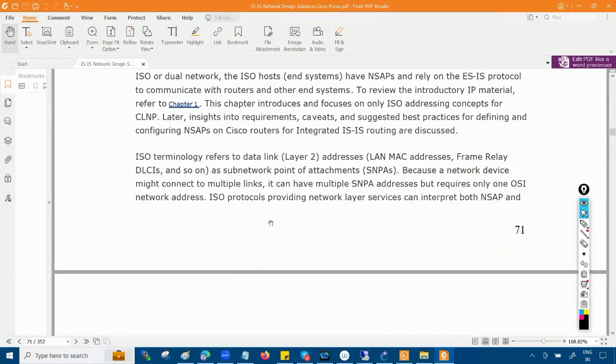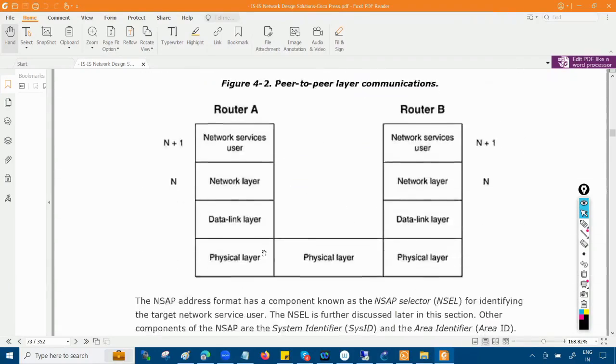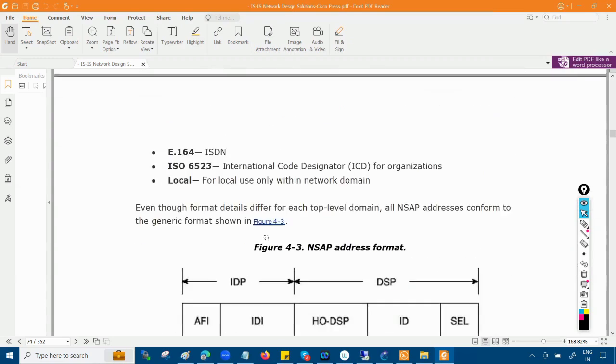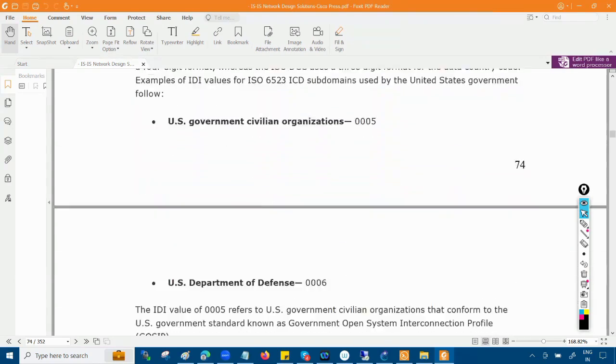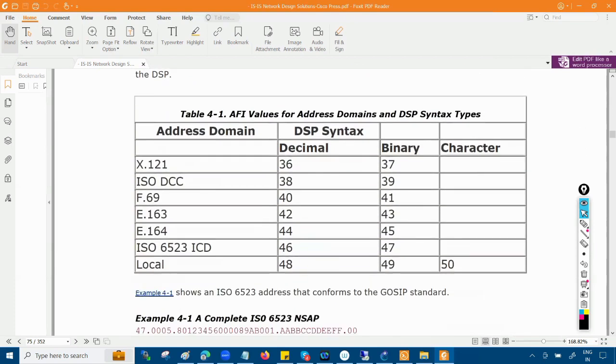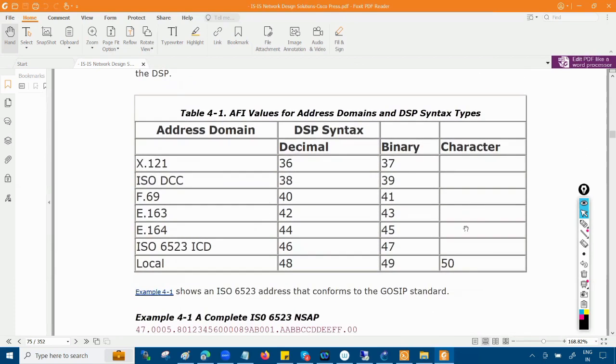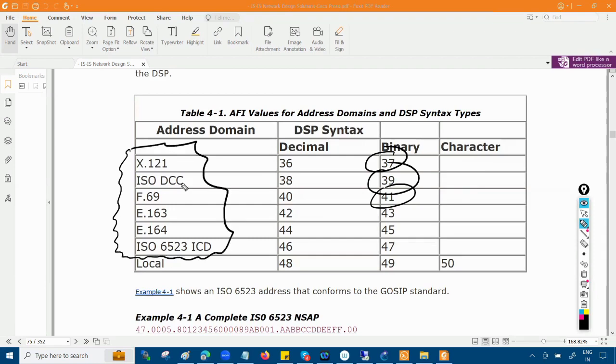Addressing integrity, right? So if you see, these are the AFI values we have. I can go for 37, which is reserved for X.121, 39 used for ISO DCC, 41 is for the FC. So these are different organizations, right? It's the name of the organization. They are using different values for the ISIS protocol, the Authority Format Identifier. But one of the local values is reserved for 49.